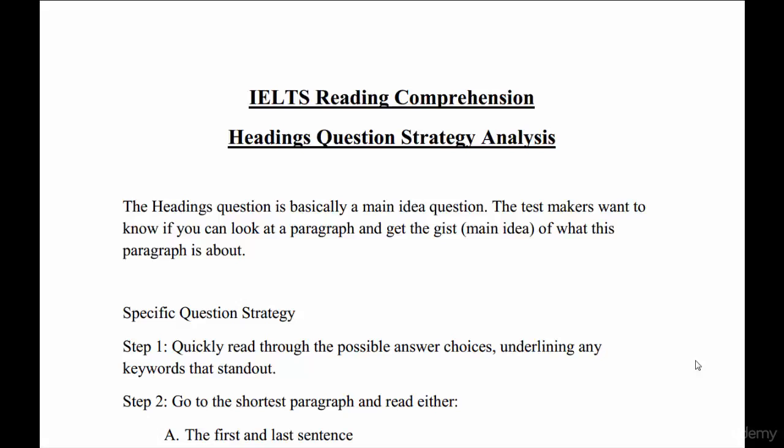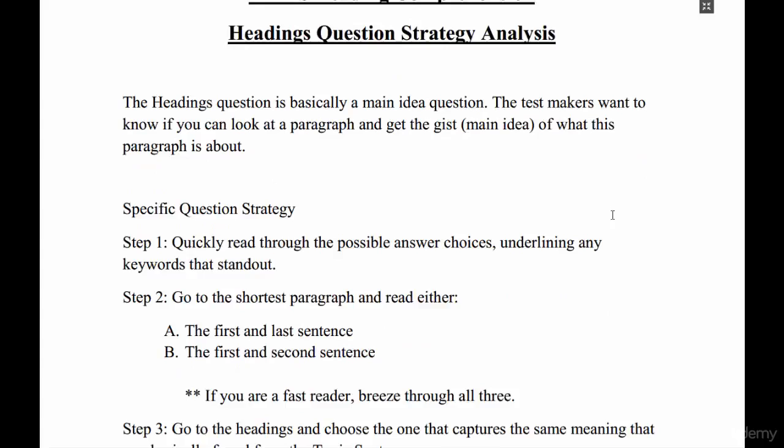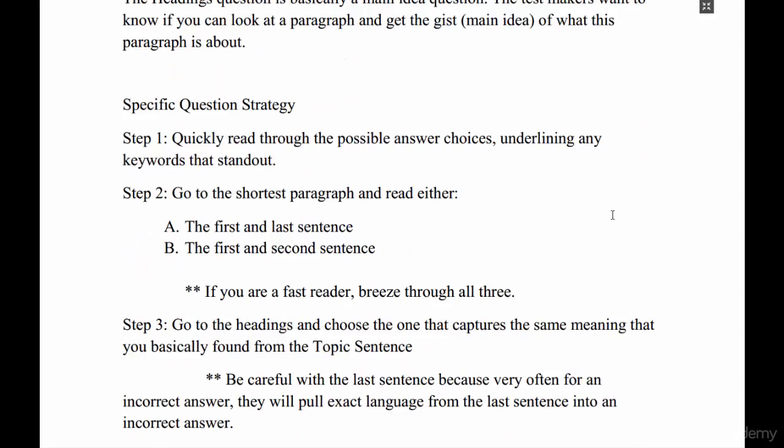Okay, so let's go ahead and go through an example of a headings question. A brief review on the strategy for a headings question. We're going to quickly read through the possible answer choices, underlining any keywords that stand out. Then we will go to the shortest paragraph first and read either the first and last sentence or the first and second. If you're a fast reader, breeze through all three of those.